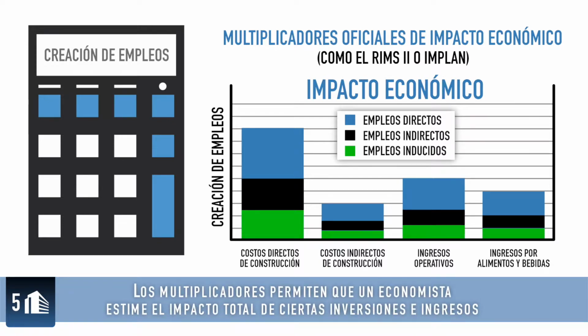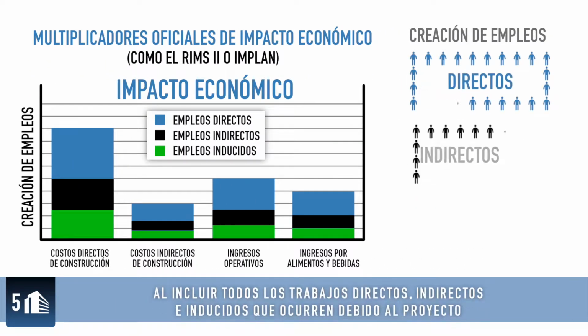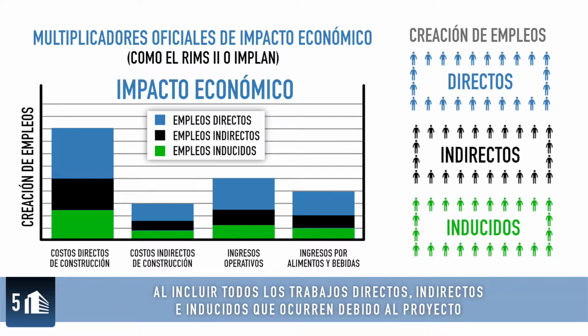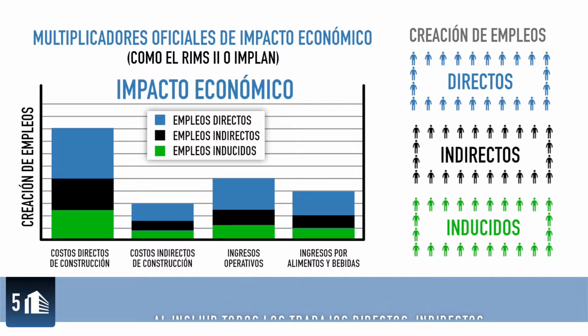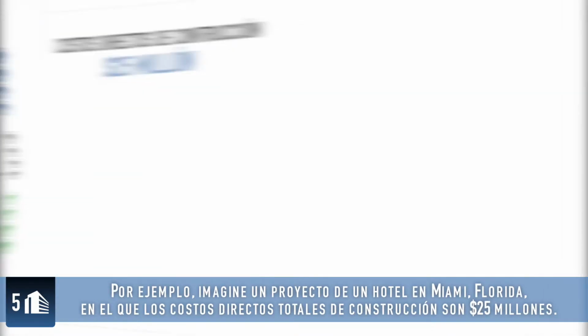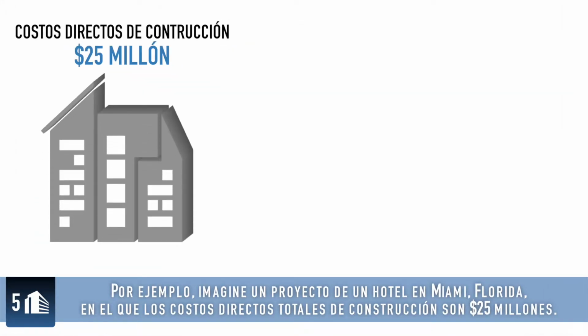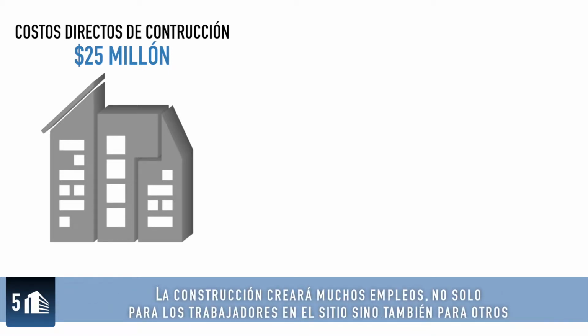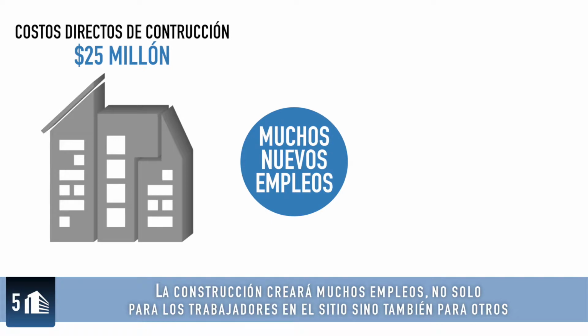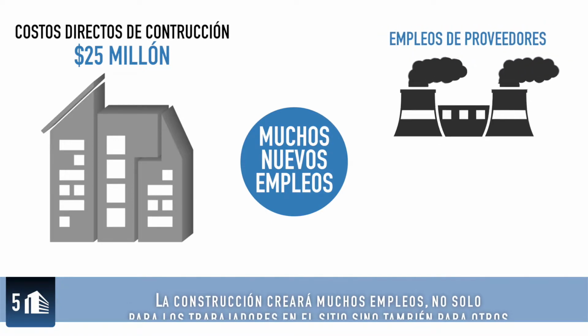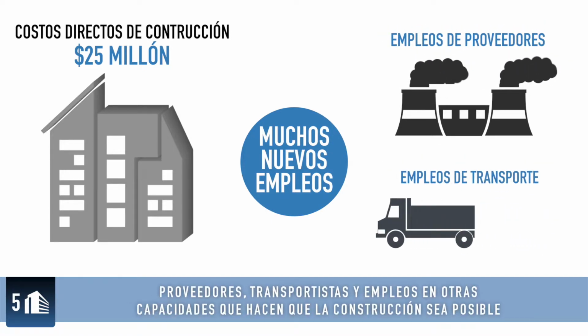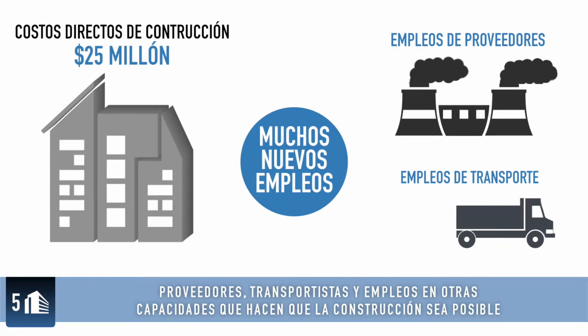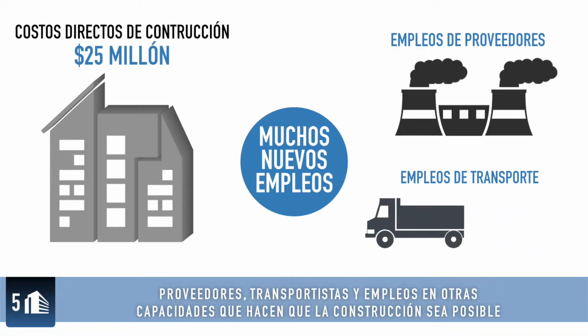Multipliers allow for an economist to estimate the full impact of certain expenditures and revenues by including all direct, indirect, and induced jobs that occur due to the project. For example, imagine a hotel project in Miami, Florida, in which the total hard construction cost is $25 million. The construction will create many jobs, not just for the workers on site, but also for all of the workers in the suppliers, transportation, and various other capacities that make the construction on the project site possible.